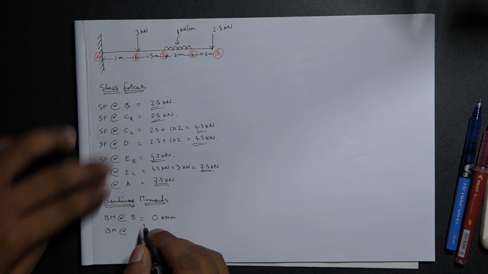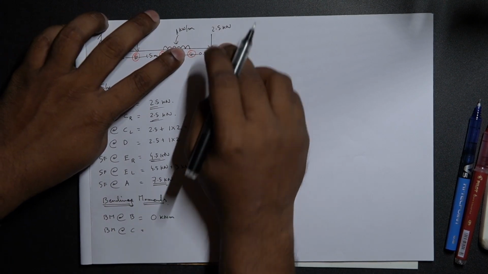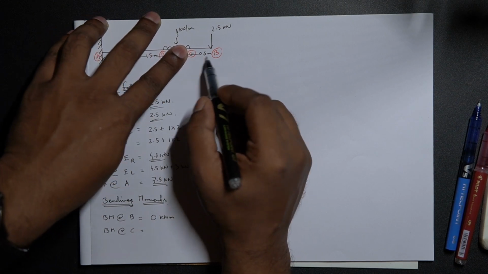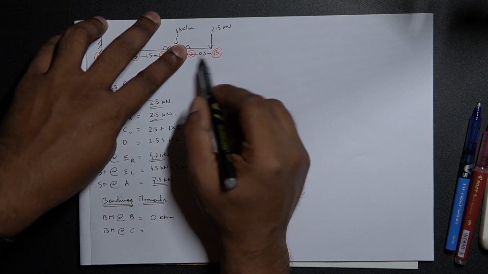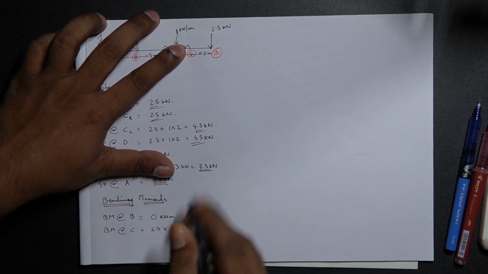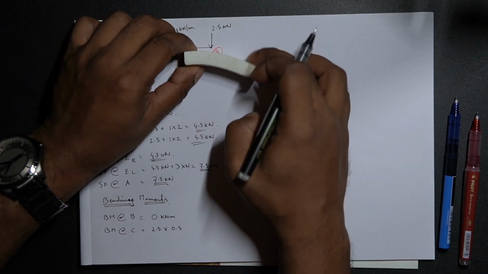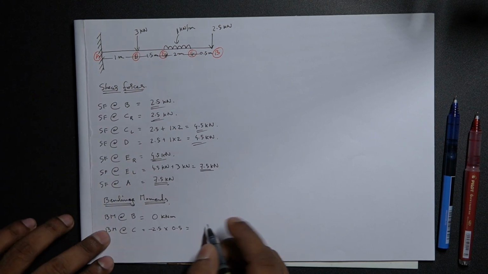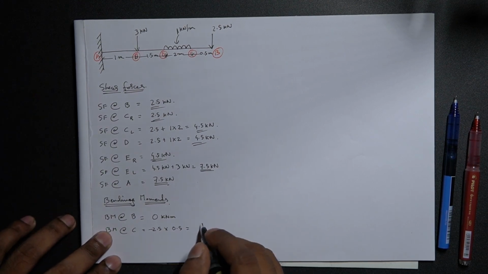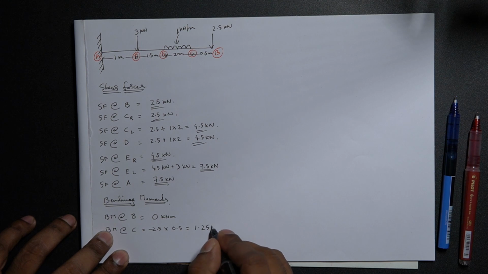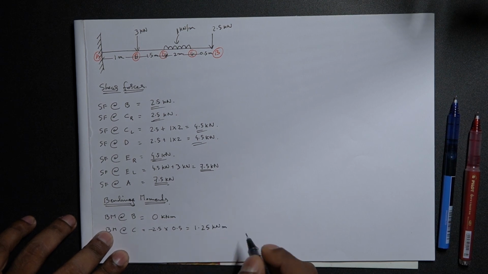Bending moment at point C: load times lever arm. At point C, the length of the lever arm is 0.5, so 2.5 times 0.5. Since this is creating a hogging action, again it is negative, so minus 2.5 times 0.5, that would be 1.25 kilonewton meter.